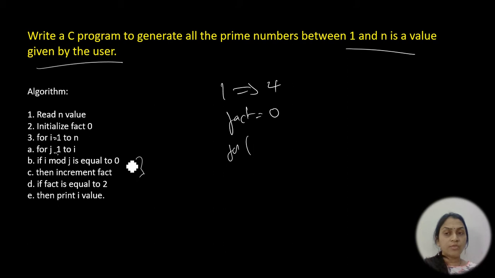So whenever the inner for loop is not satisfied, we have to check the if condition. If the fact is equal to 2, then that i value needs to be printed. Suppose if the fact is not equal to 2, again it goes back to the outer for loop. So this is how it's happening here.